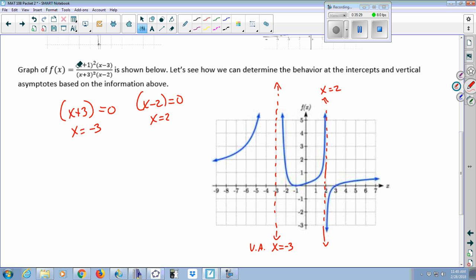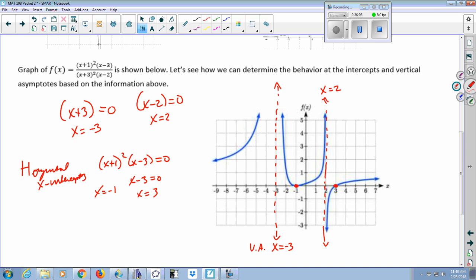How do you find your x-intercepts? Set your numerator equal to 0. So the horizontal intercepts, or what you commonly know as your x-intercepts, just set your numerator, x plus 1 squared times x minus 3, equal to 0. Take each factor and set it equal to 0. So at x equals 3, you've got an x-intercept, and at x equals negative 1, you have an x-intercept.